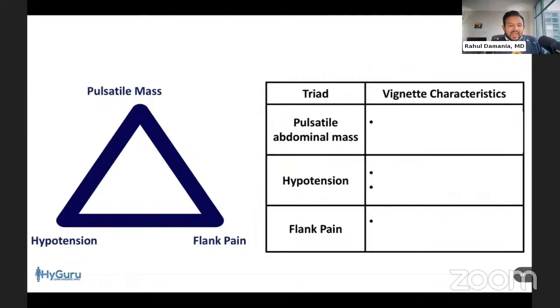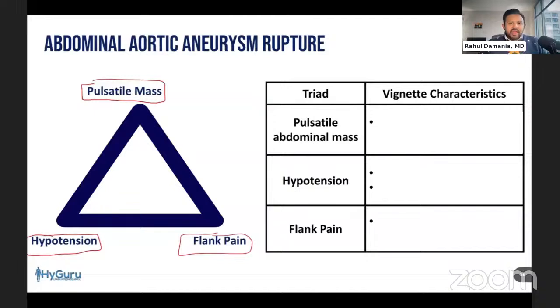All right, let's go ahead and go through this triad. I want you to type the answer into the chat box. The triad of pulsatile mass, hypotension, and flank pain. This is a hard one. What do you think this is? Excellent. Many of you are putting abdominal aortic aneurysm rupture. You're absolutely correct. Let's go ahead and break down the triad.